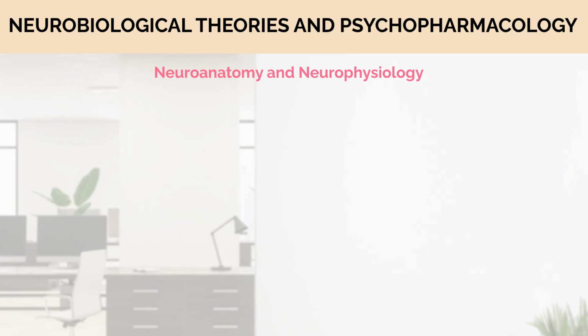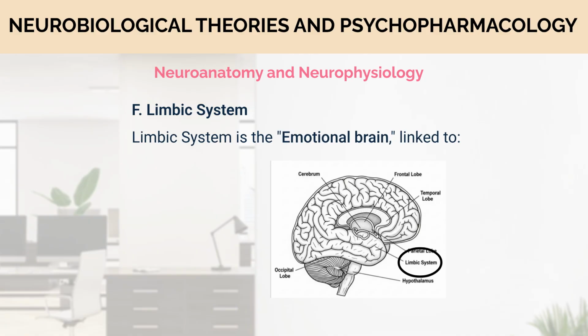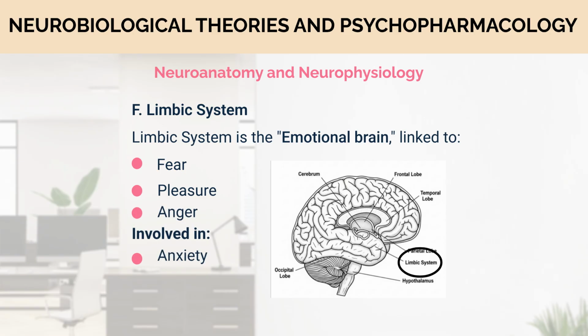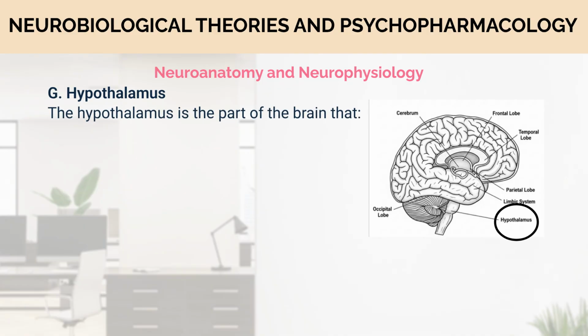At this point, we will discuss the limbic system and its connection to emotions. The limbic system is the emotional brain linked to fear, pleasure, and anger, which is involved in anxiety, depression, and PTSD. And finally, the hypothalamus. This is the part of the brain that regulates sleep, hunger, and stress response.